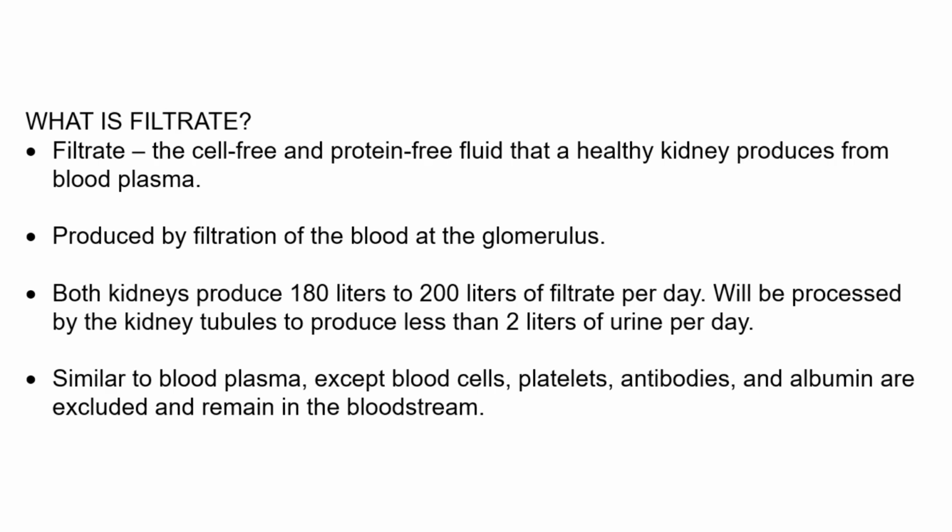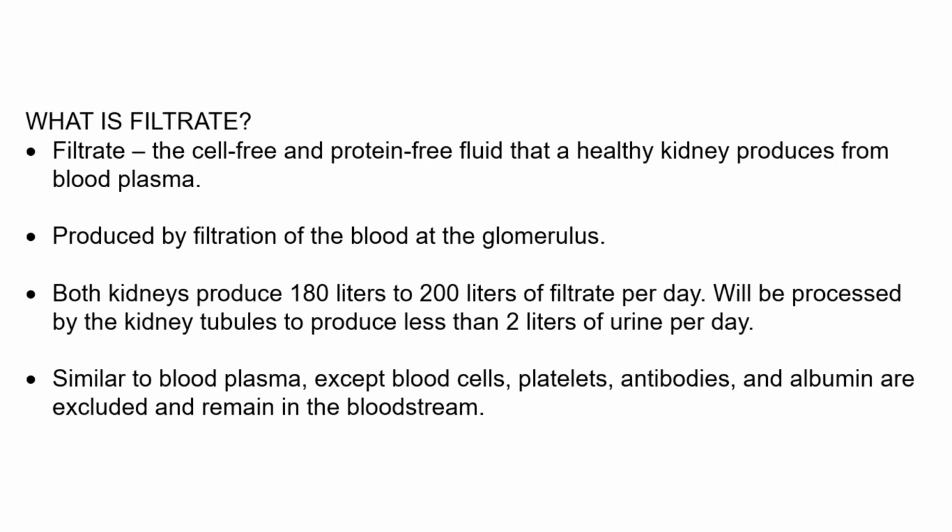Filtrate is the cell-free and protein-free fluid that a healthy kidney will produce from blood plasma. It is produced at the glomerulus and captured by the glomerular capsule. Both kidneys will produce between 180 liters and 200 liters of filtrate during a typical day. This filtrate will ultimately be processed by the kidney tubules to produce less than 2 liters of urine per day.